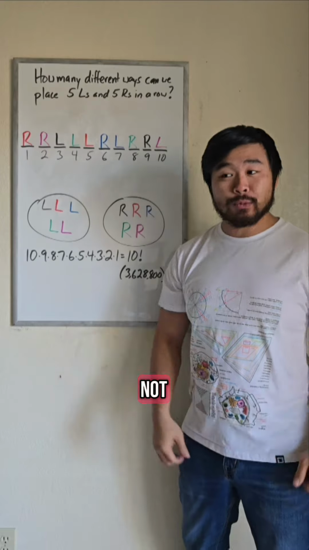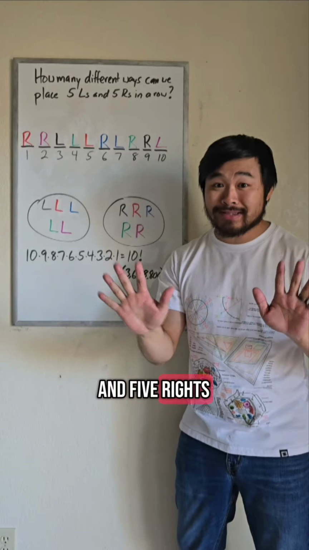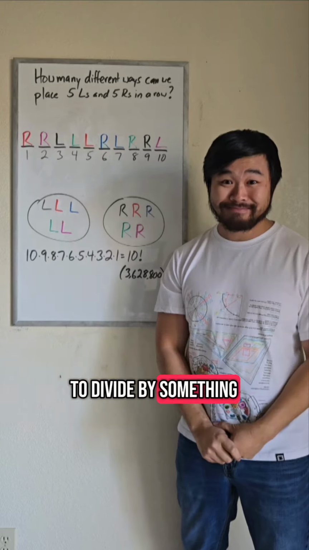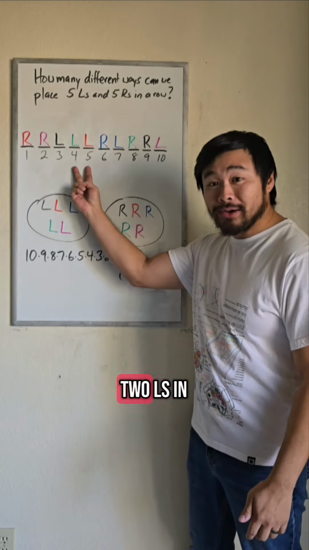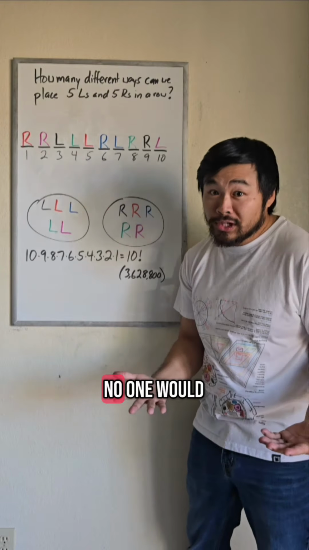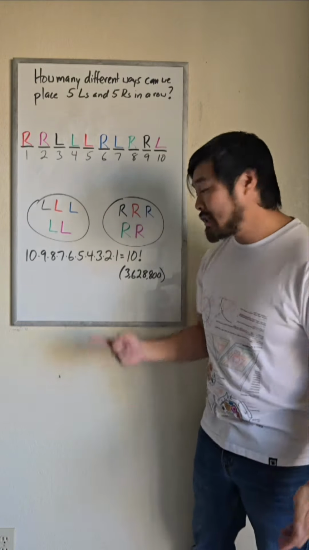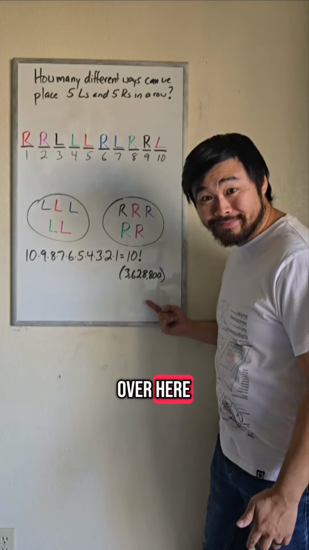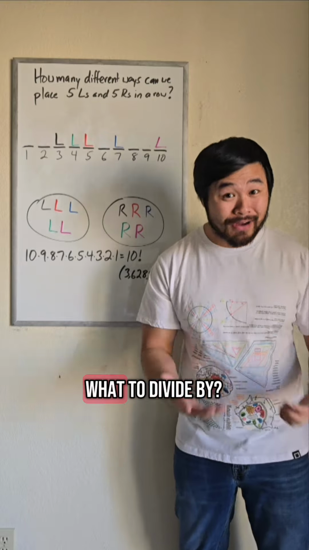Now, that's how many different ways we can arrange these, assuming that they are all unique, but they are not. Originally, we're just working with 5 lefts and 5 rights, so we need to divide by something. For example, if we switch the 2 L's in positions 4 and 5, no one would notice and no one would care, but they are counted as unique over here. So how do we figure out what to divide by?